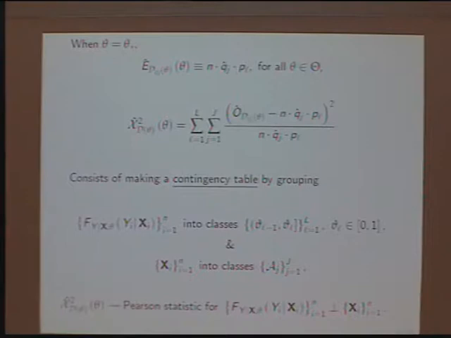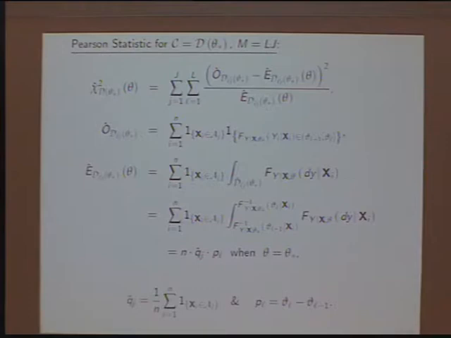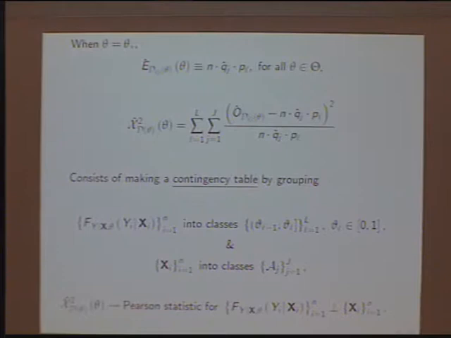This is the frequencies of x's in the class A that I have defined, for all theta in the parameter space, and this PL is just the length of the interval. Then this is essentially what we are doing. We are making a contingency table by grouping this transform variable into these classes, and on the other hand, we are grouping the x's in these classes.